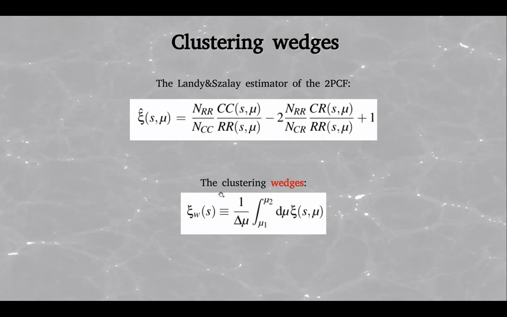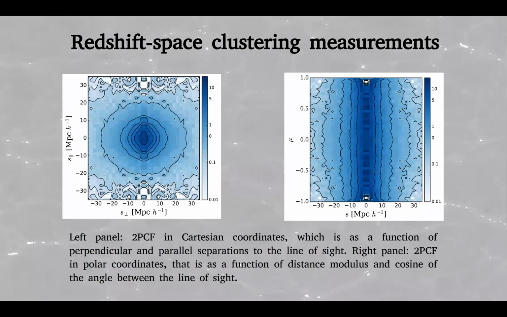But it is convenient then to go into some convenient basis. Two of them are multipoles and wedges. In these studies, we use wedges. That basically means doing this integral as a function of mu. And so we have this clustering. These are called wedges.